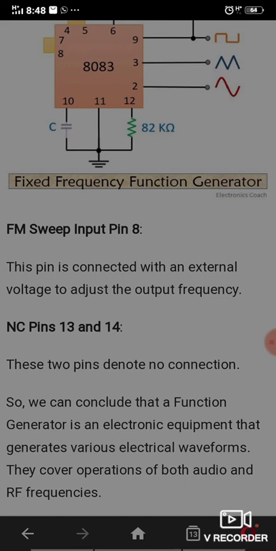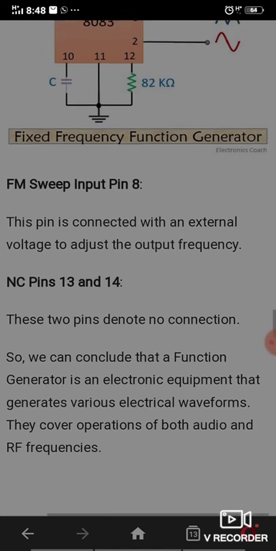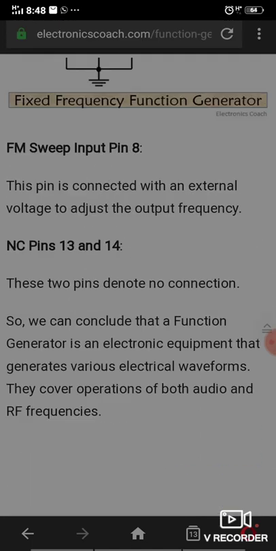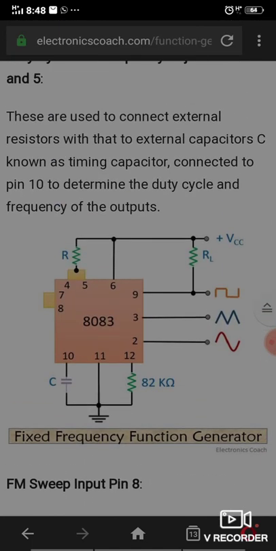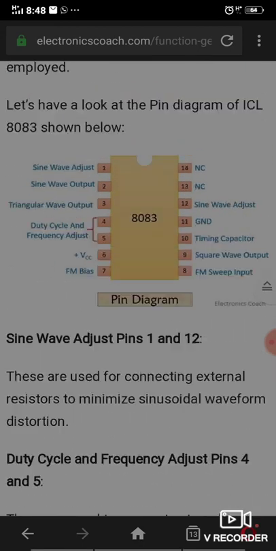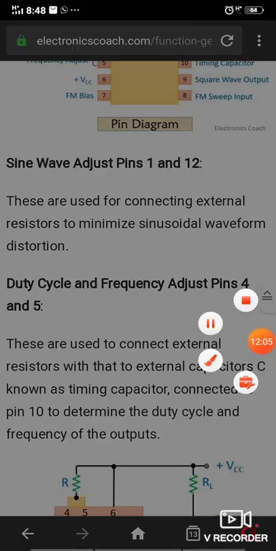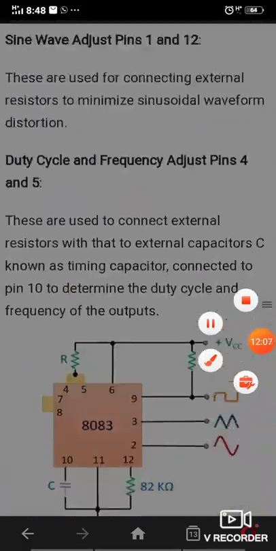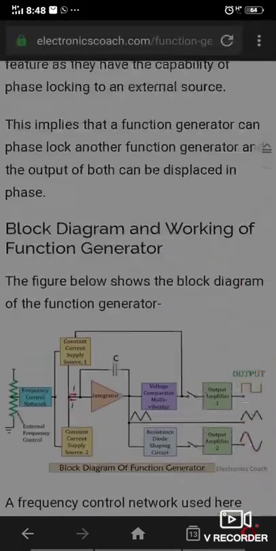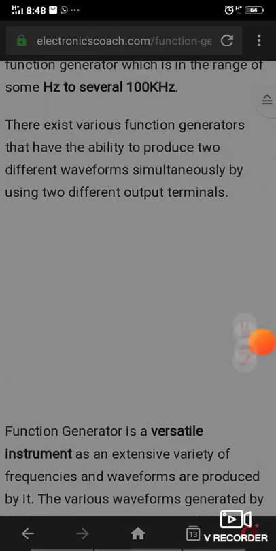So we can conclude that a function generator is an electronic component that generates various electrical waveforms. They cover operation at both audio and RF frequencies. This is a fixed frequency function generator. So here we learn about the basic concept of function generators and how function generators work.